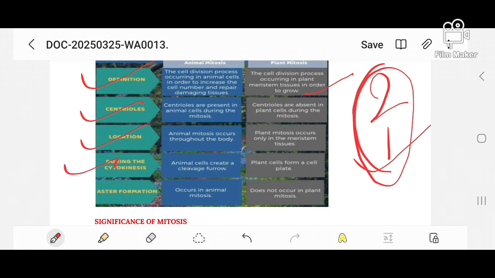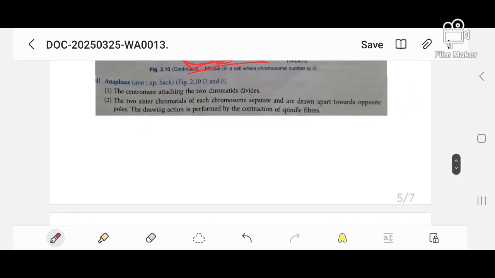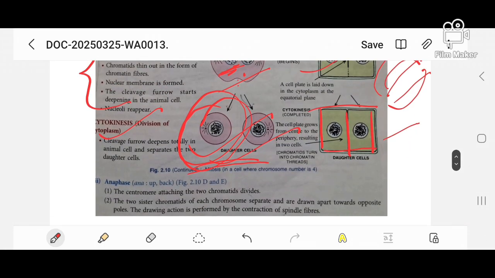During cytokinesis, animal cells create a cleavage or deep furrow, but the plant cells have a cell plate. There grows a cell plate. I will show you the image again. See, there is a cell plate. This is again a cell plate.